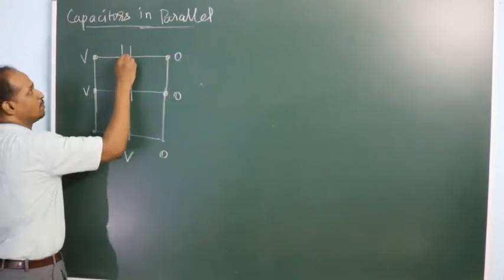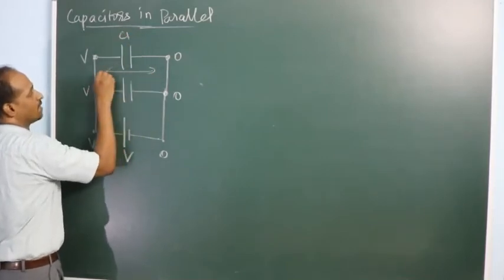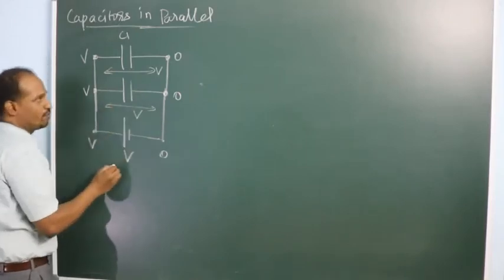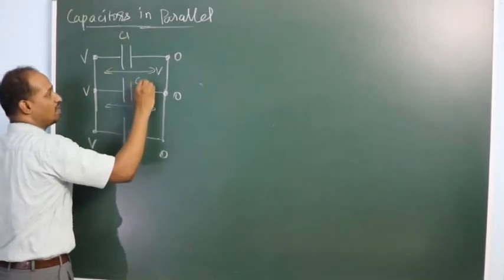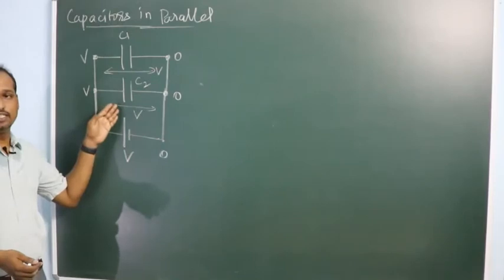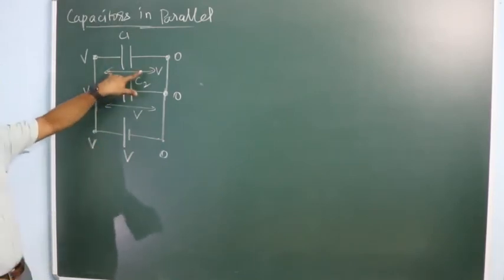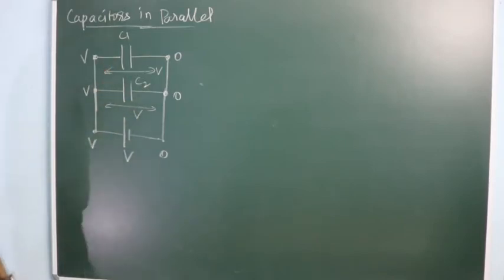That means, suppose if it is a capacitor of capacitance C1, the potential drop across this capacitance is V, and then the potential drop across this capacitance is also V. Irrespective of whether its capacitance is C1 or C2, irrespective of the value of the capacitances, by virtue of the connection, the potential drop across this capacitance and this capacitance will be equal, and that is equal to V.